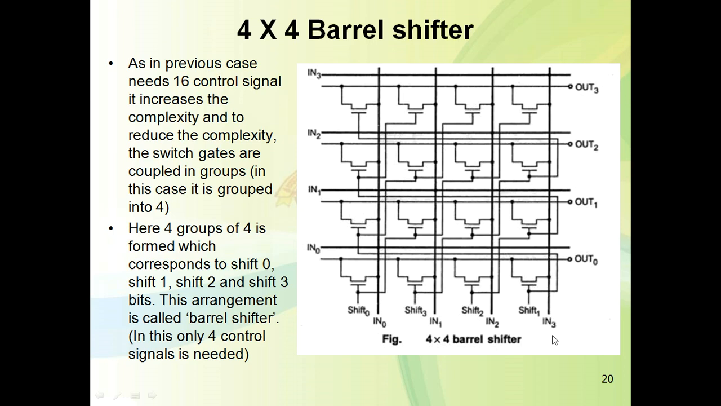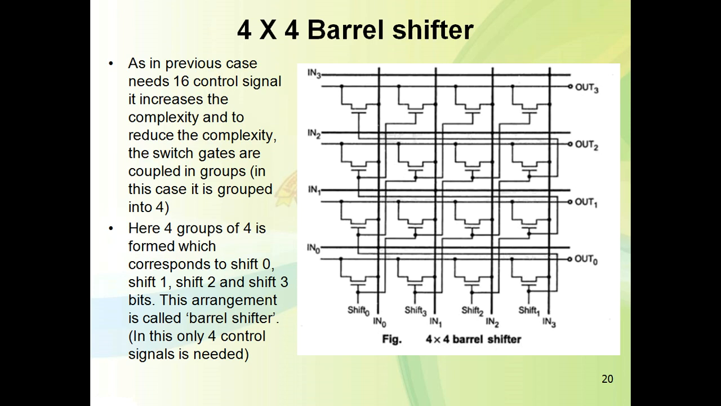Now you can see here, input 3 is connected to output 0, then input 1 is connected to output 1, input 2 is connected to input 3, input 1 is connected to out 2, and input 2 is connected to output 3. So in this way a one shift will be achieved.